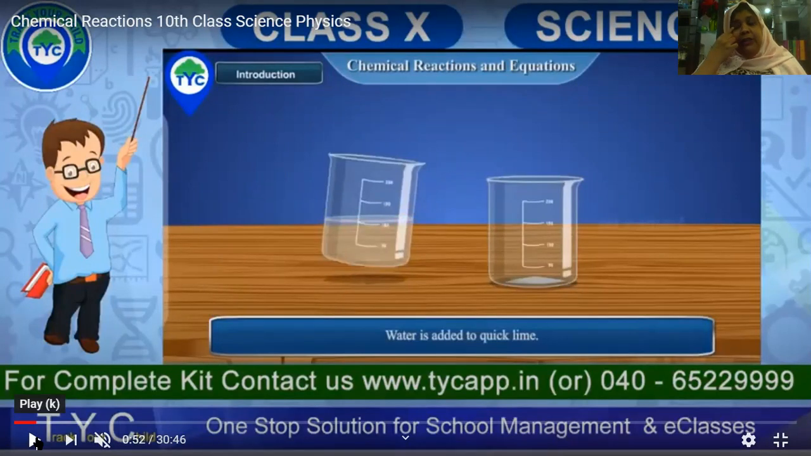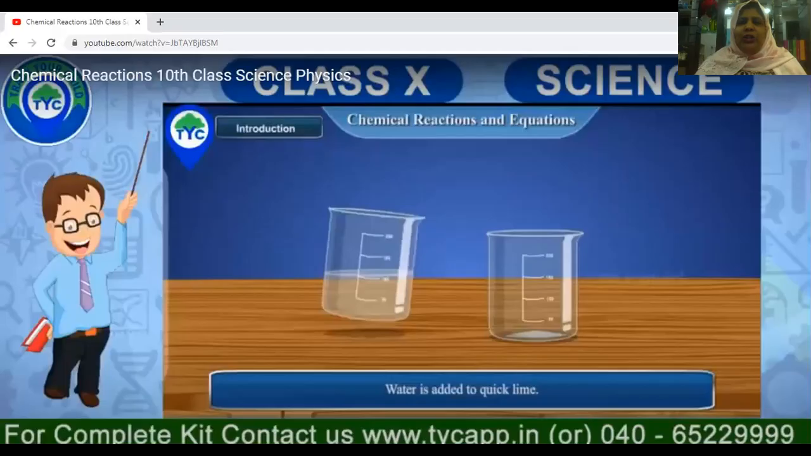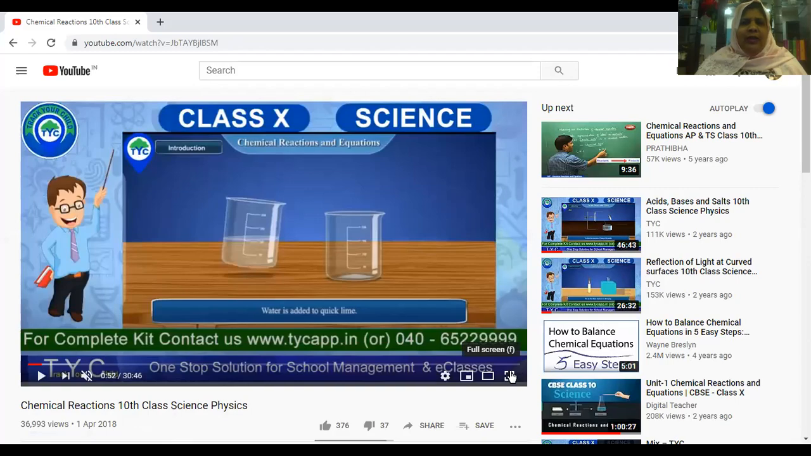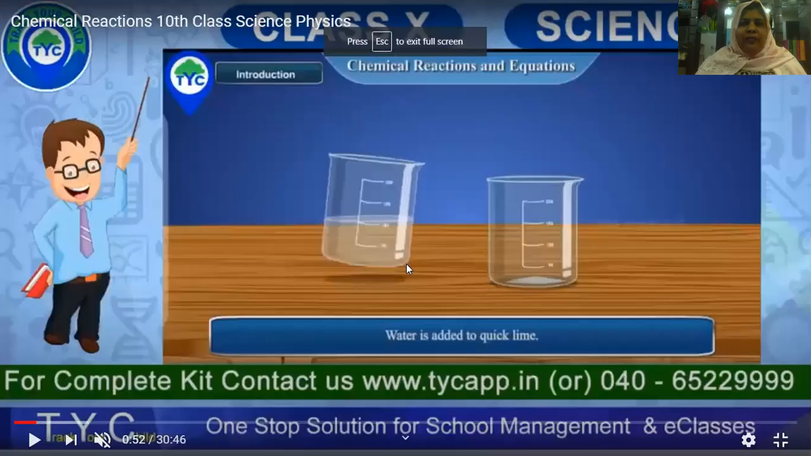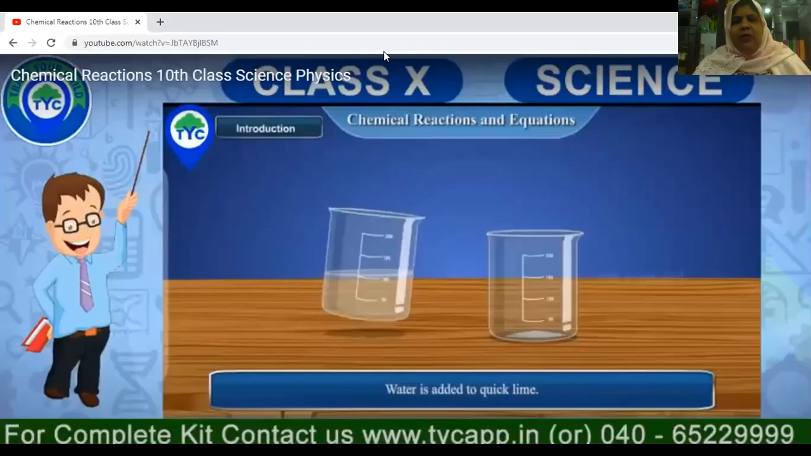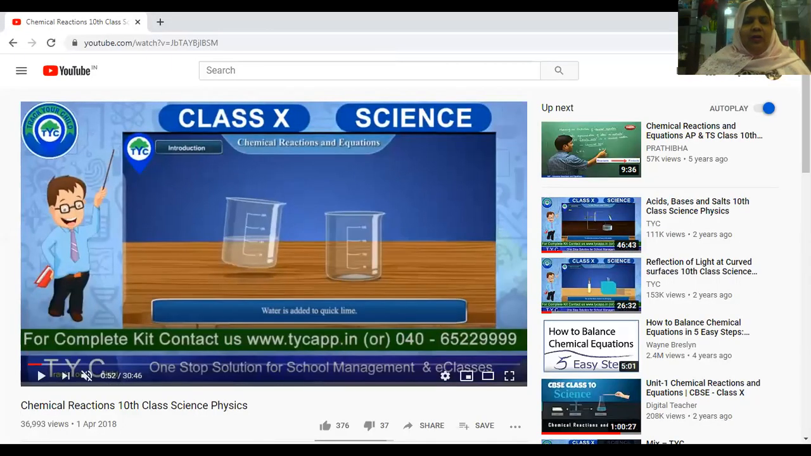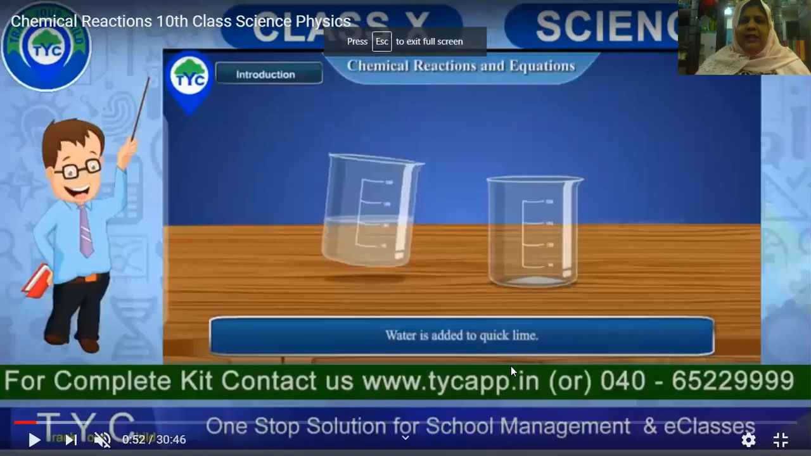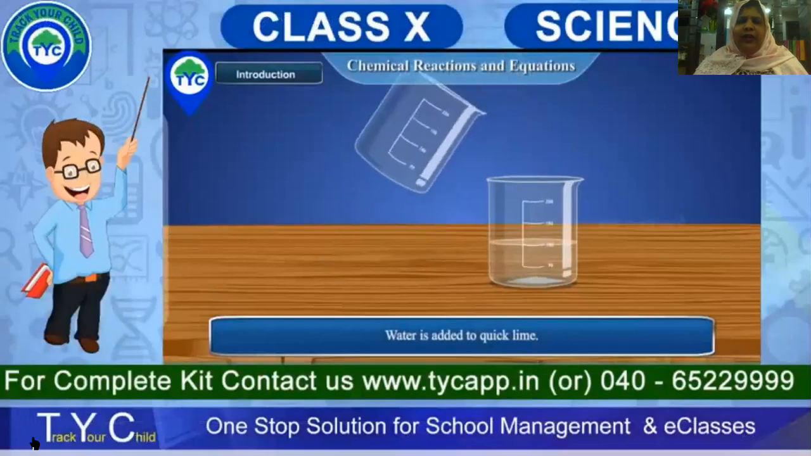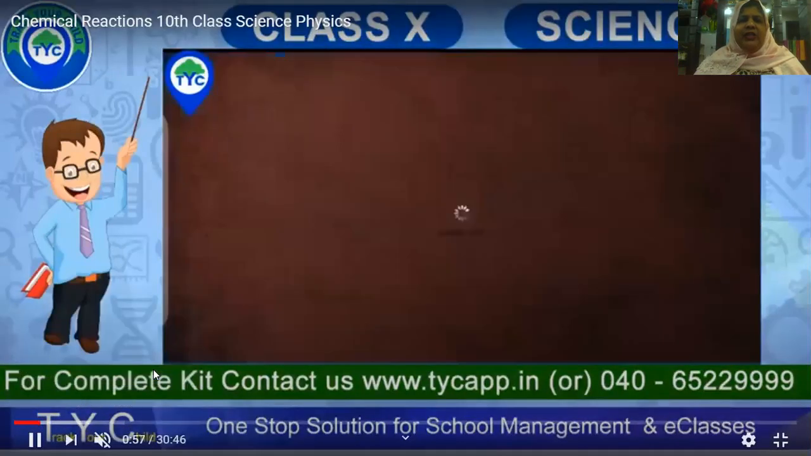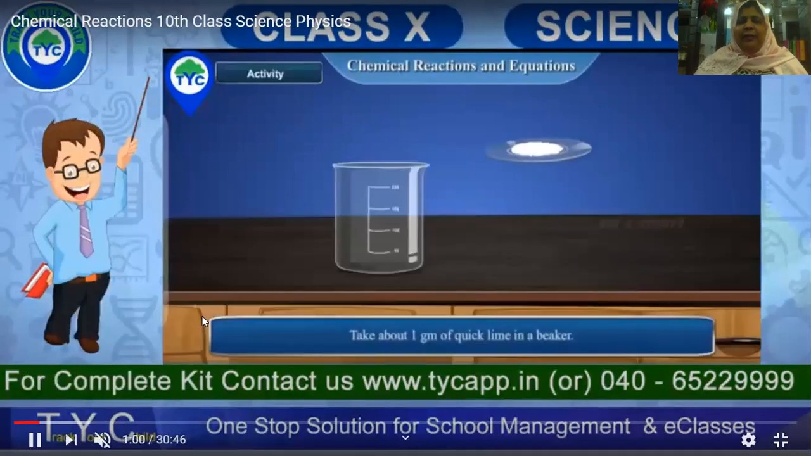And the lime water experiment is where very often you have seen how lime water changes when you pass carbon dioxide gas into it. It turns milky. So that is also one example of a chemical reaction. And crackers burnt, these are all chemical reactions.